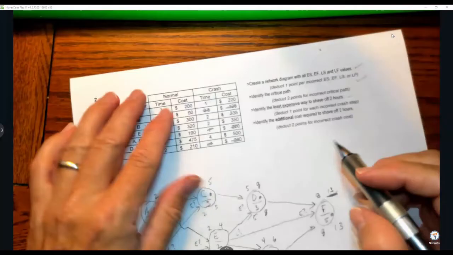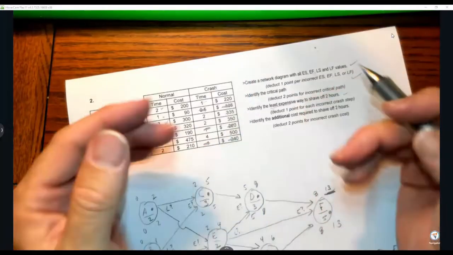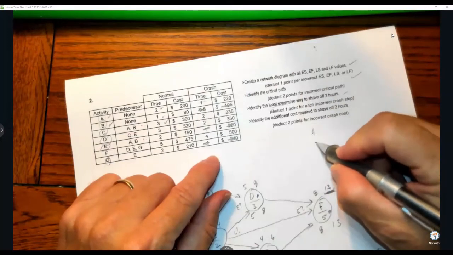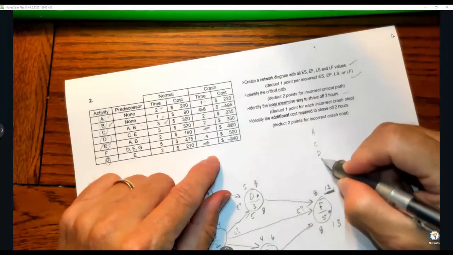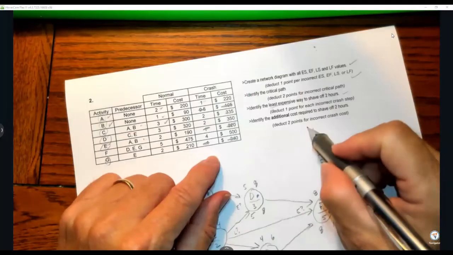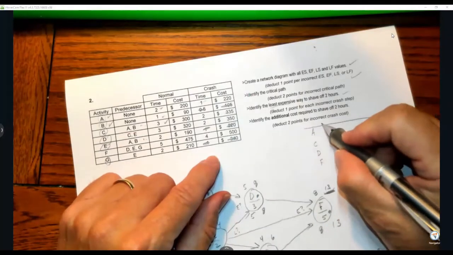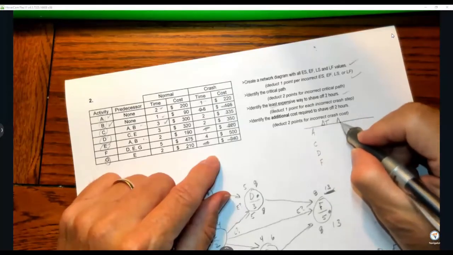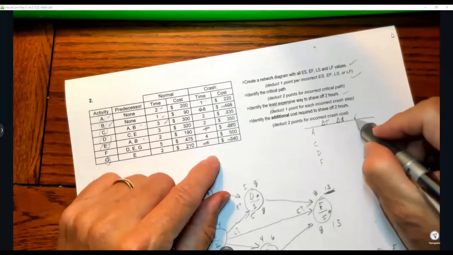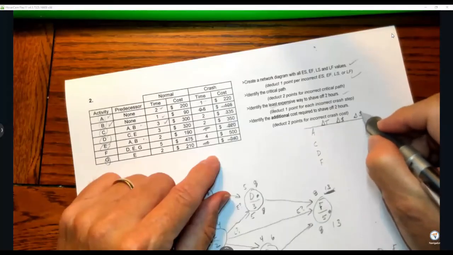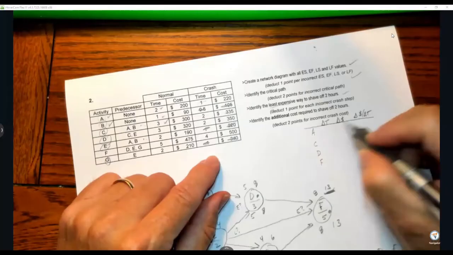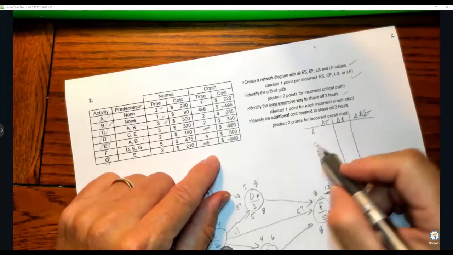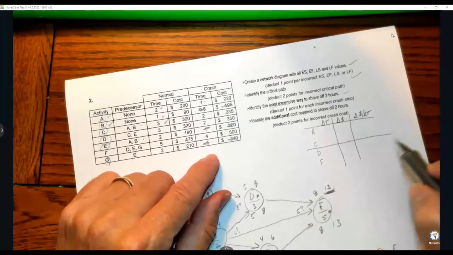If you have room here, you could do this, but since we don't have room, I'm going to make myself a little table. I'm going to go A, C, D, F. These are the things we're going to crash. So I say change in time, change in money, change in money divided by change in time. Those are our 3 categories for those things. And I'm just going to put a line here so it's easier for us to follow.